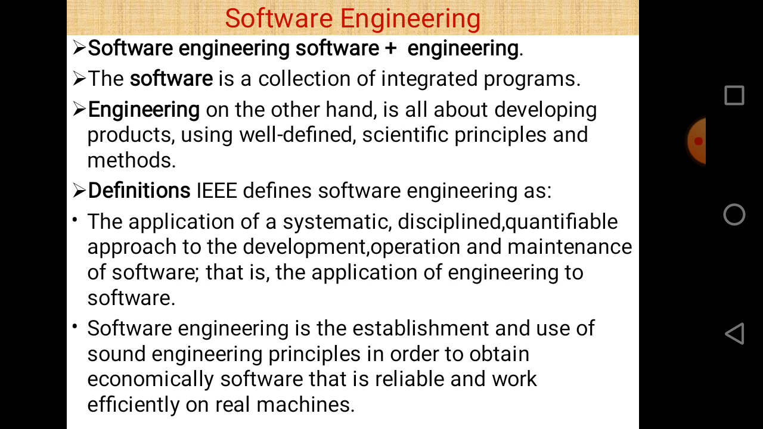So we can say that software engineering is all about developing software in a cost effective manner and within a certain time limit, in a well-defined approach. But if this definition is asked in an exam, you have to write the IEEE definition, which says that the application of a systematic, disciplined, quantifiable approach to the development, operation and maintenance of software is called software engineering.